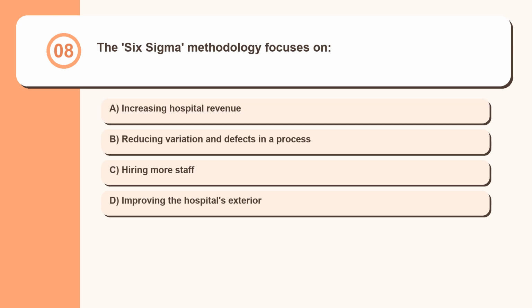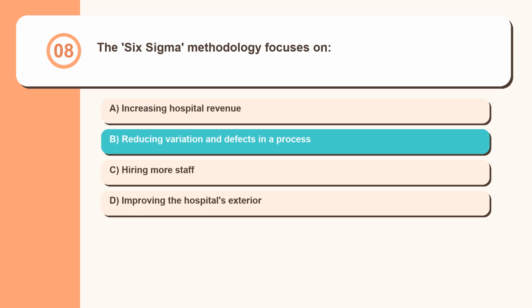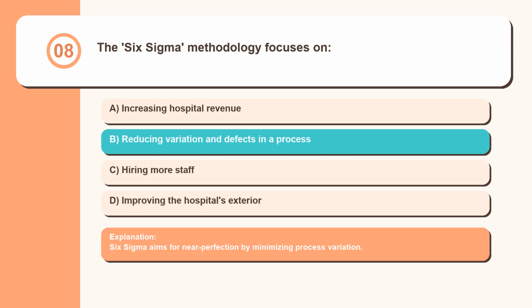Question 8. The Six Sigma methodology focuses on increasing hospital revenue, reducing variation and defects in a process, hiring more staff, improving the hospital's exterior. Six Sigma aims for near perfection by minimizing process variation.